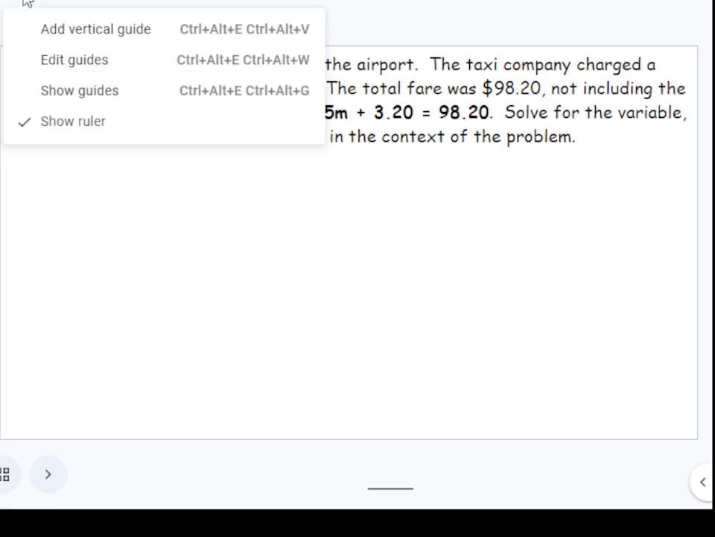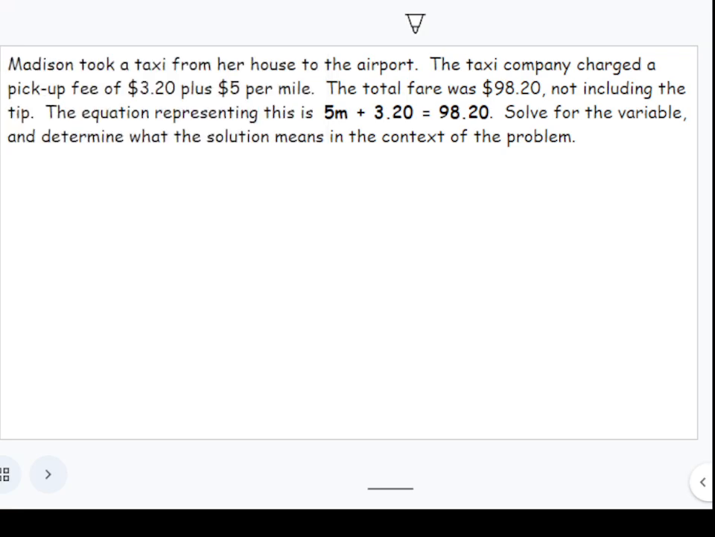Hello, friends. Today we are looking at interpreting these solutions to linear equations. So we've gotten really good at solving them, but now if we're given a word problem, we need to know what the answer actually means.